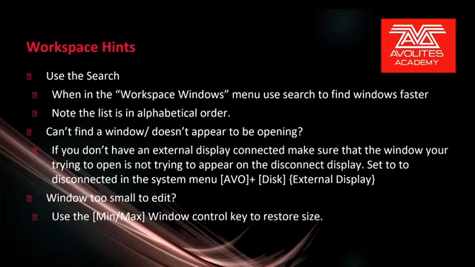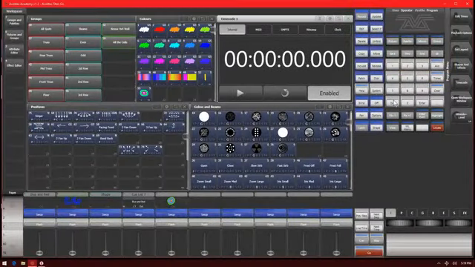Some workspace hints: use search. When in the workspace Windows menu, you can use search to find windows faster. Note this list is in alphabetical order. Let's see that real quick over here on our Titan One interface. If we click the Open Workspace Windows button, we can see a list of all the windows that are available in Titan. I can see that this list is in alphabetical order.